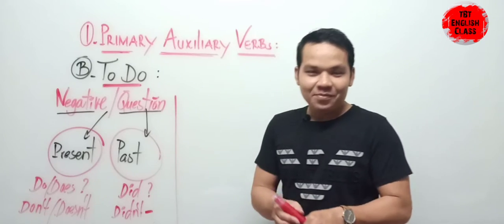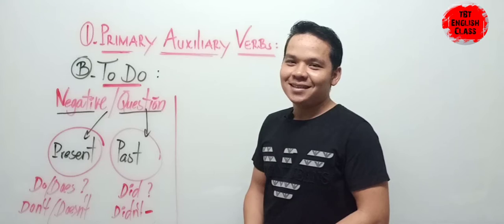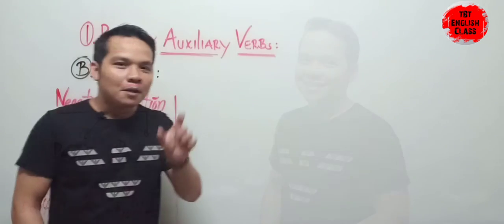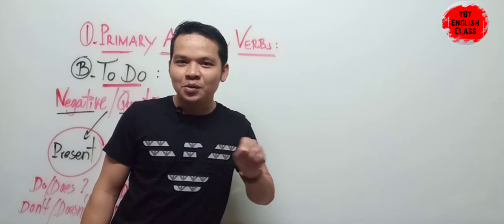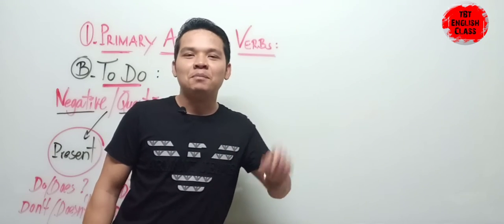Okay, so to make you clear about this, let us say an example with me, go on. Primary auxiliary verb to do can be do or does for present, did for past.